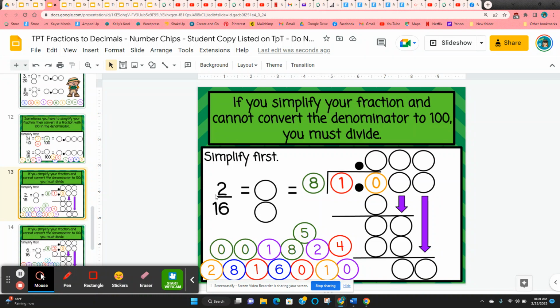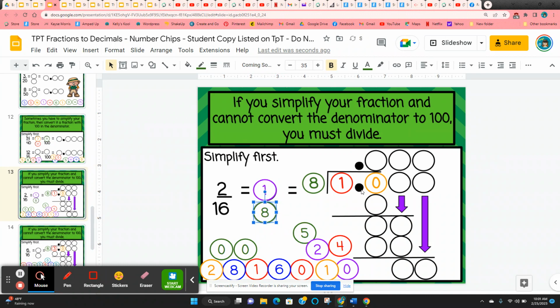Now, if they can't do that, they may just have to first simplify. So if they simplify here, they get 1/8. Well, they can't convert that to a number with 100 in the denominator, so they have to use long division. So they're going to have to take 1 divided by 8. So 8 goes into 10 one time, which is 8, subtract, and bring down. So you might want to have them place their zeros first. You know that these are going to be zeros. Now we're going to bring down a 0.